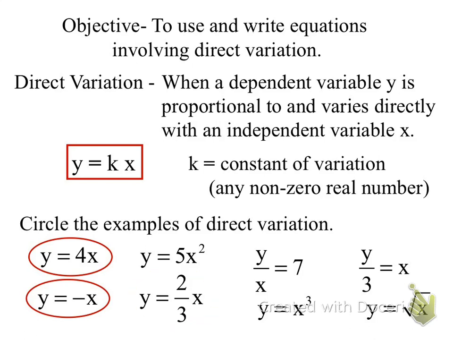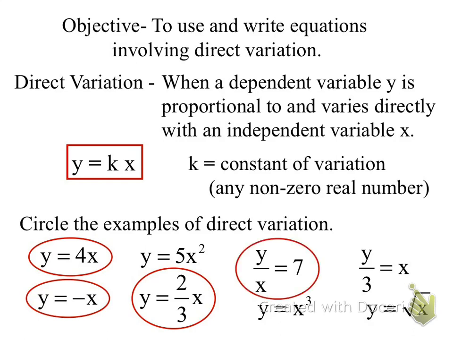Number, y equals 5x squared. Is that a direct variation equation? No, that's not linear. Okay, it's a quadratic. It's going to look like a parabola. Y equals 2/3 x. Yes, because it's a constant times the x. What about y divided by x equals 7? Yes. Why do you say that, Ben? Because you can rewrite it as y equals 7x. Right. If I multiply both sides by x, I get the y alone, and it becomes a direct variation. If it can be converted to a direct variation equation, it is a direct variation equation.